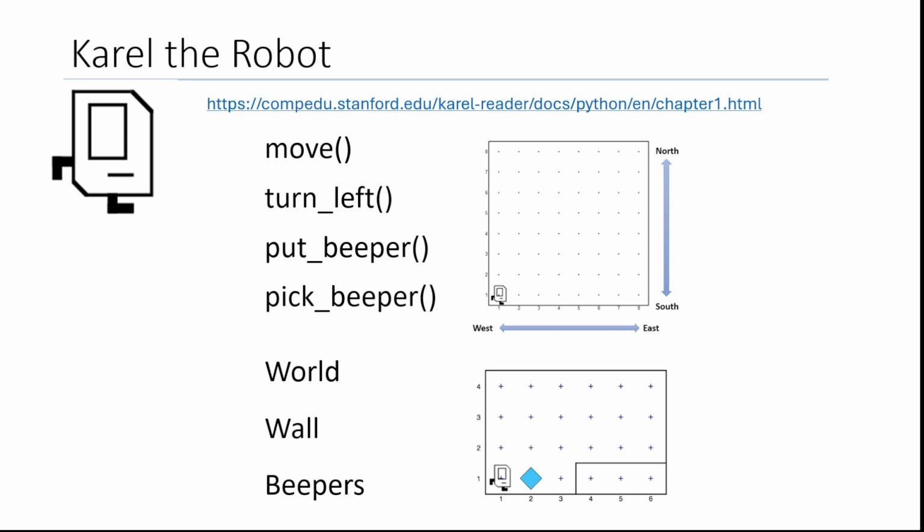In addition to walls, there are objects called beepers, which Karel can pick up and put down. Karel knows just 4 basic commands: move, turn left, pick beeper, and put beeper. Using these simple commands, you will learn how to control Karel and solve problems within its world.